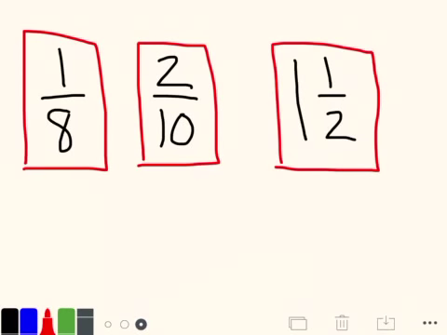Well, today what we're going to start to look at is the relationship between fractions and decimals, and how you would read a decimal and how you would read a fraction. Now, since we already know how to read the fractions, I'm not going to cover that so much. It's more of the decimal.